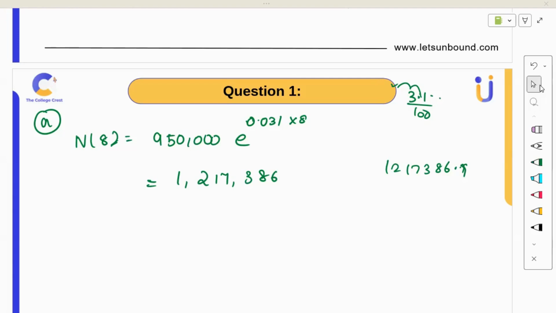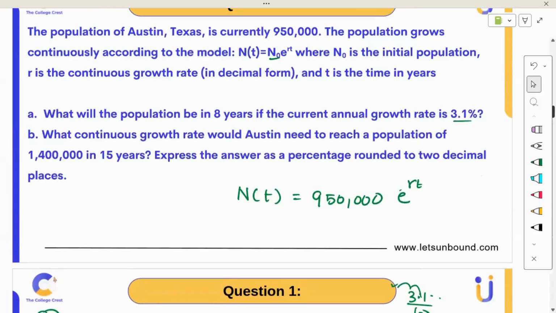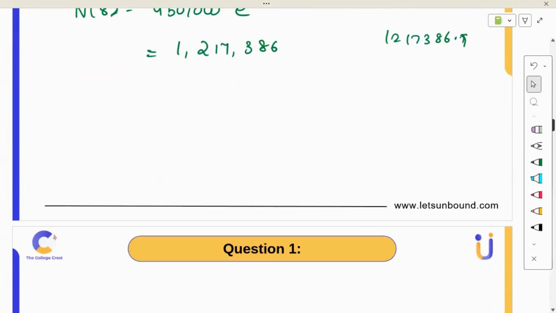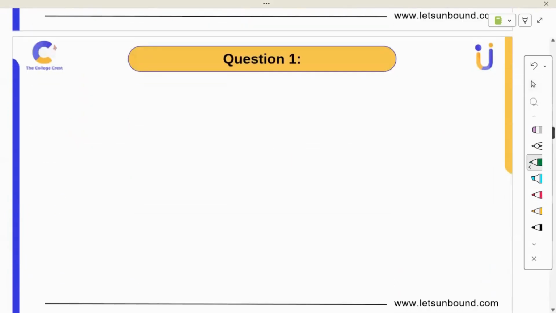Now, let's go for the B problem. What continuous growth rate would Austin need to reach the population of? So expected is this. In 15 years, future value is this. And present value, we know it's 950. But in 15 years, if you want to achieve this much population with this kind of current population, what will be the rate? So R is our unknown, and we need to find R, right?